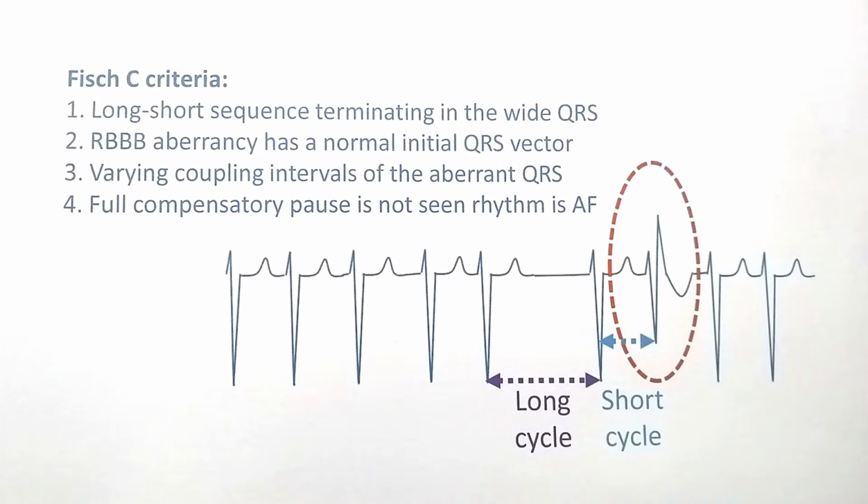In long-short sequence, the reason for aberrancy is that when the cycle is long, refractory period is lengthened. So, after a longer refractory period, when the short cycle comes, the bundle branch has not recovered fully. So, this long cycle is responsible for the aberrancy, that is prolongation of refractory period.